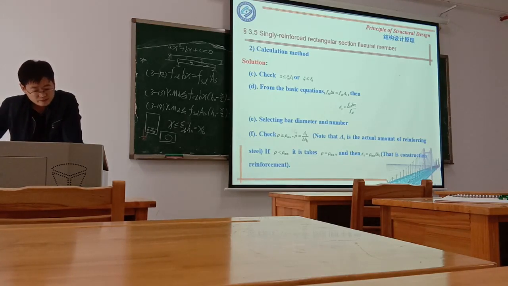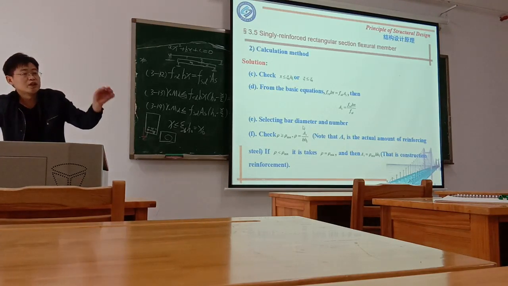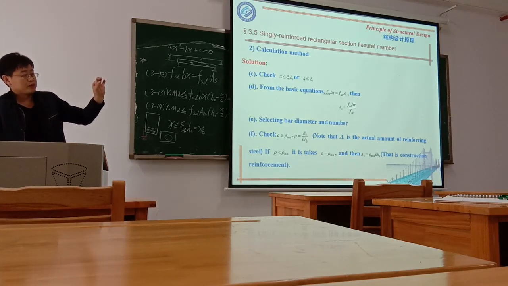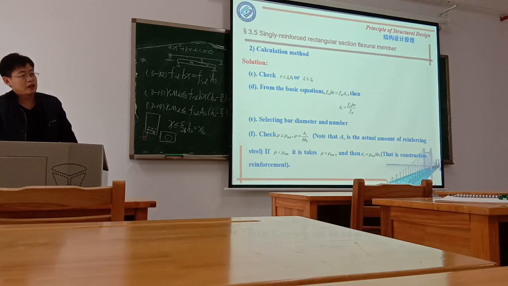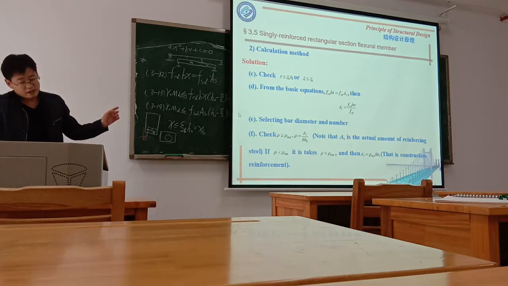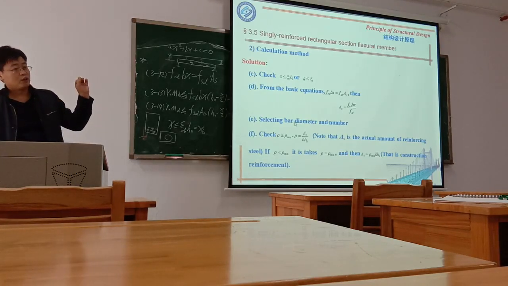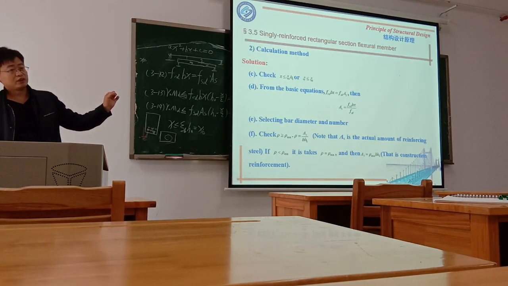And then once you get AS, you need to select what type of steel you use, because we have very different diameters: 20, 22, 24, something like this, lots of different types. So at this step you need to determine what type of steel you use.